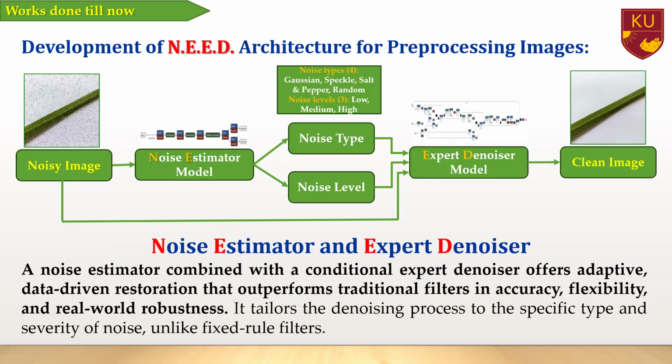Then the noisy image, the noise type and noise level will be supplied to the expert denoiser model, or you can say denoiser, which will denoise based on the condition: what is the type of noise and what is the level of noise. Based on that factor, the denoiser will denoise the image, and after that it will produce a clean image ready for processing or further classification. So actually we have presented this in the last semester.